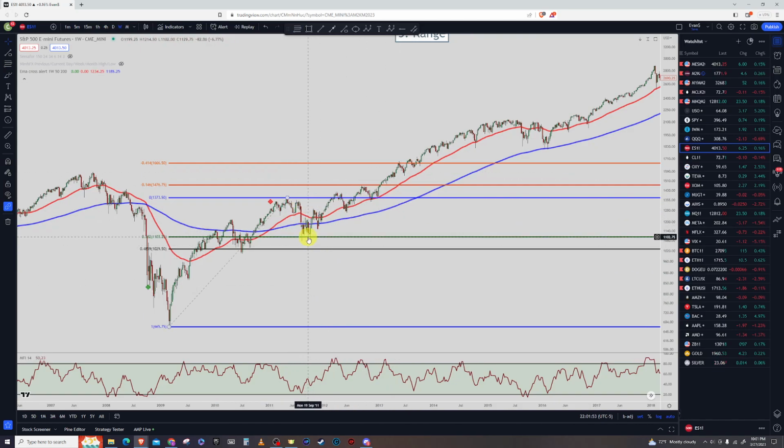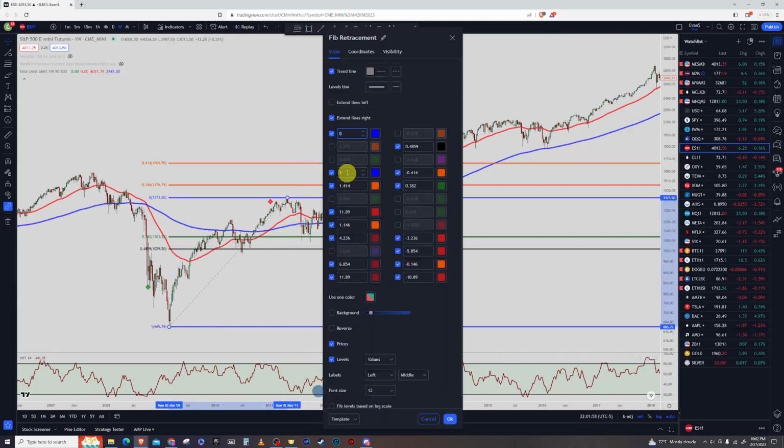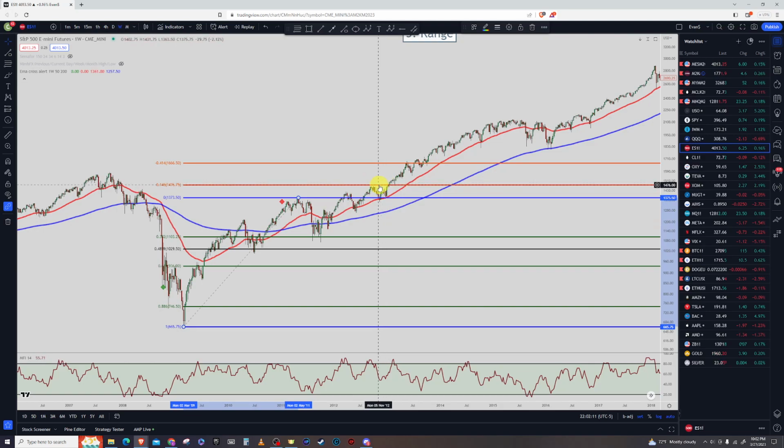Obviously the 38% would have worked. It didn't even go down to the 50% down here. And then you can add other ones into it. There's the 0.618, there's the 0.886 way down there. You can add to those. And then the exit, it can be anything you want. Typically the exit I look for is the 1.146 level right there.